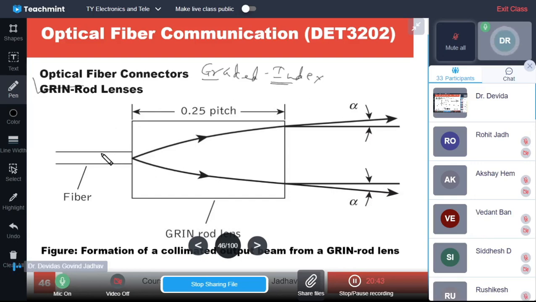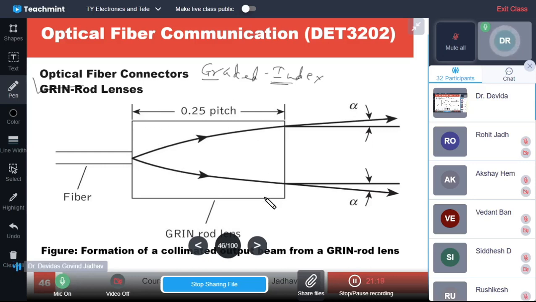Just like the fibers of say 10 micrometer, 50 micrometer, 100 micrometer, 150 micrometer, 200 micrometer are there, similarly a rod is created, a square or rectangular piece of the graded index fiber, like optically conductive devices, and that is called a GRIN rod lens.